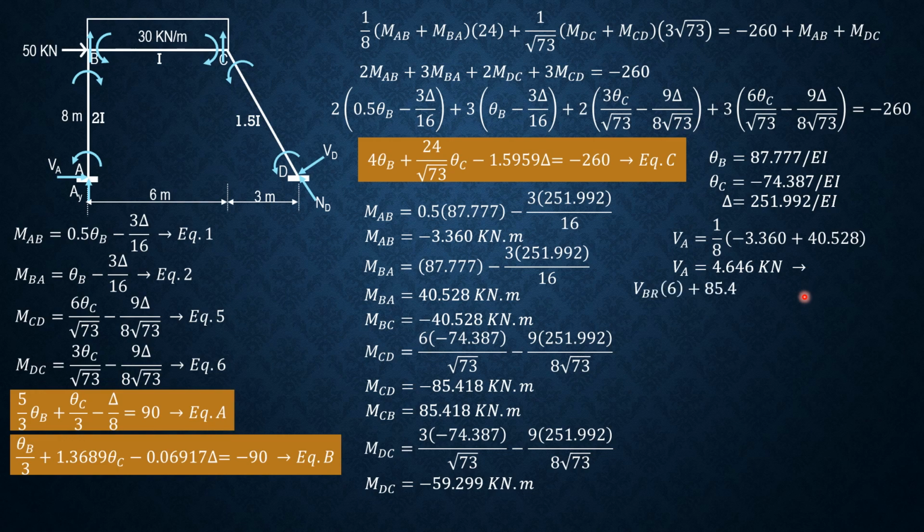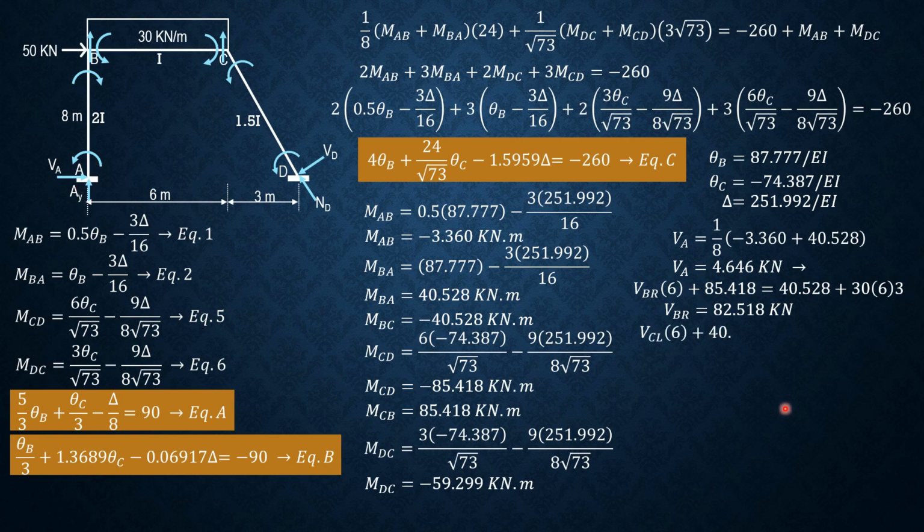Then at B just to the right, considering the summation of moment at C, shear at B just to the right times 6 plus MCB, which is 85.418, equals MBC, 40.528 plus moment of the load 30 times 6 times 3. So shear at B just to the right is 82.518 kilonewtons. So take note, it is also the value of AY here.